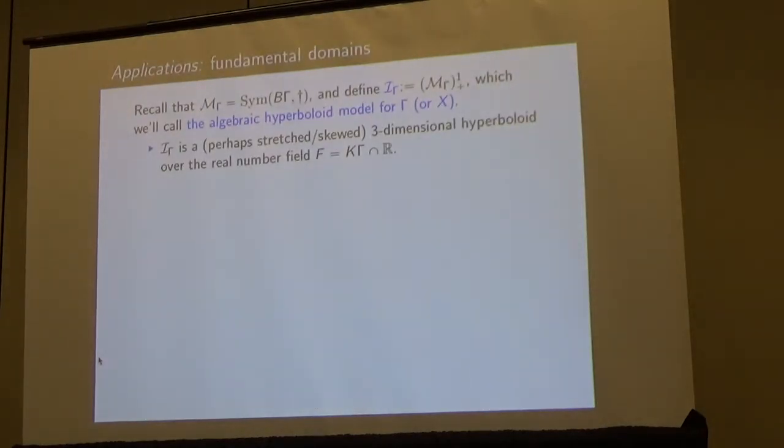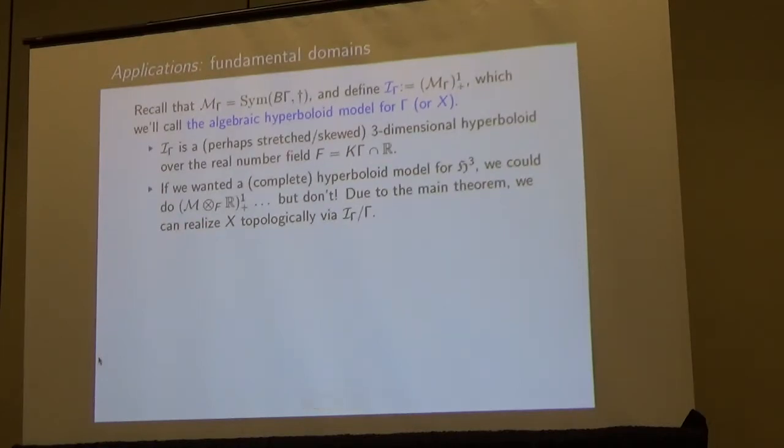Okay, so with this machinery, if you really want to convince people that what you did is useful, you have to do something that they couldn't do before you had it. So the application is fundamental domains. So we have a Macfarlane manifold, and what I do is I define the symmetric space with respect to the involution as M for Macfarlane space, and then define I sub gamma as the algebraic hyperboloid model for gamma. So that's the thing that I just described. You take positive trace, norm 1, it's a hyperboloid model over the field.